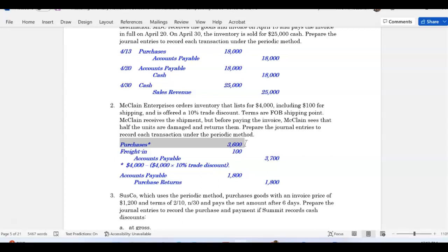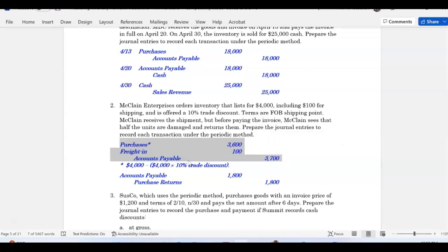Okay. And also remember, because we don't have inventory T account to recognize, we need to recognize that $100 is paid because of shipping, right? So that's a freight in, which at the end will be again added to our cost of the merchandise. So purchase will be debited and freight in will be debited also to show that we paid for shipping because it was FOB shipping point. And accounts payable is $3,700 at this point.